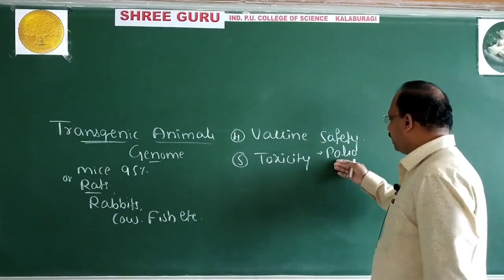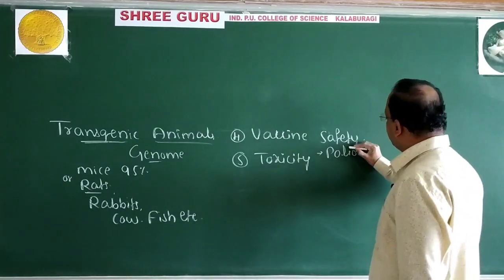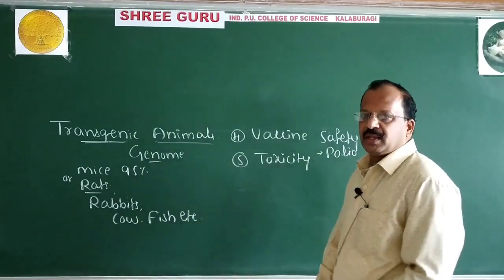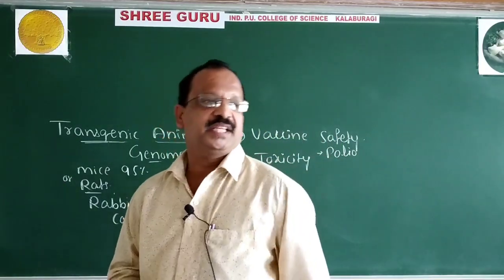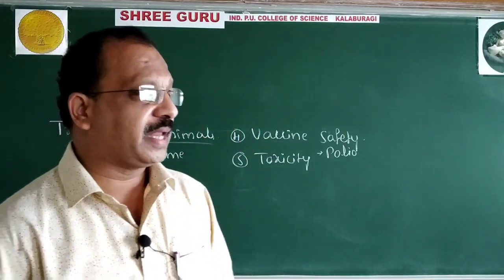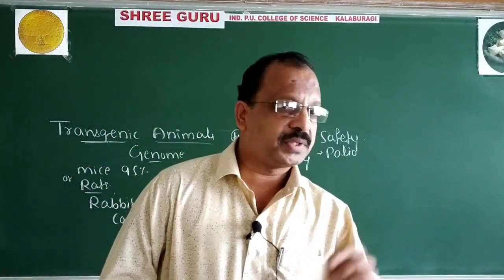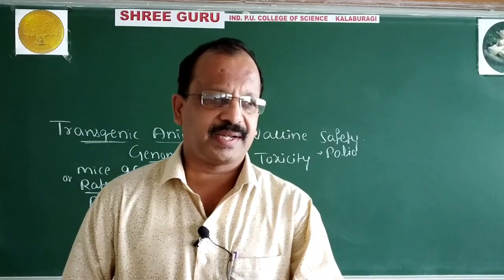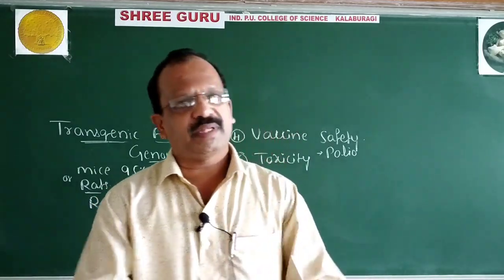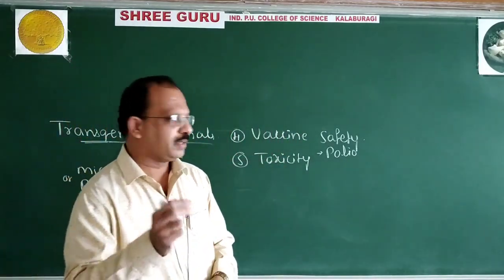So for example, polio vaccine. I hope that you know polio vaccine. So generally, when the scientists are satisfied on the transgenic animal, then it is given to the monkeys, closely related to human beings. Followed by that, it is introduced to human beings.